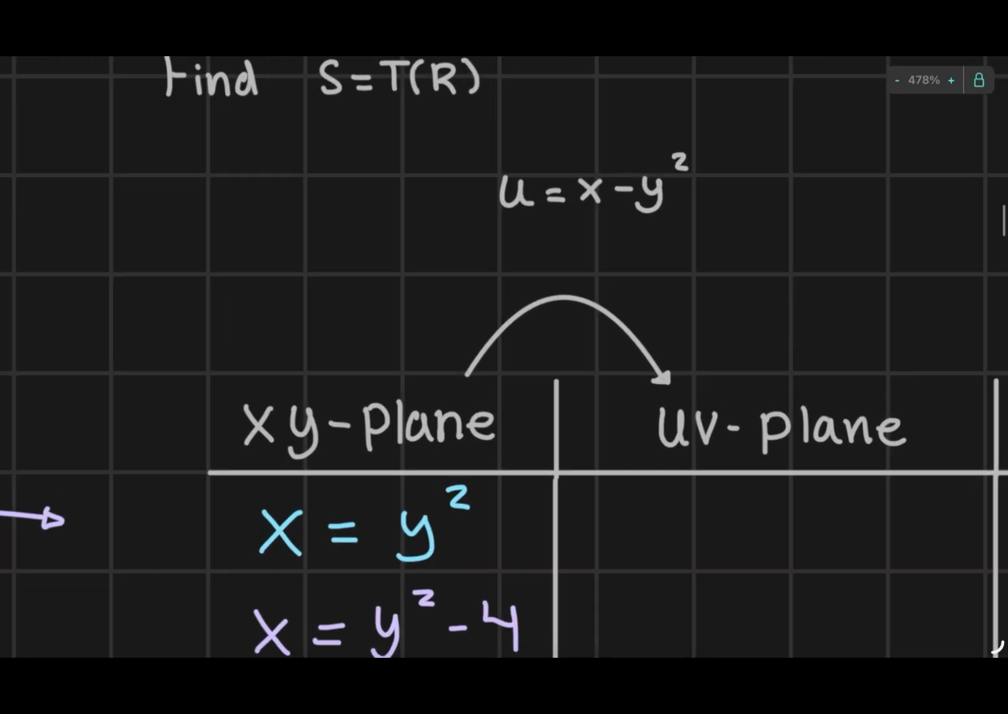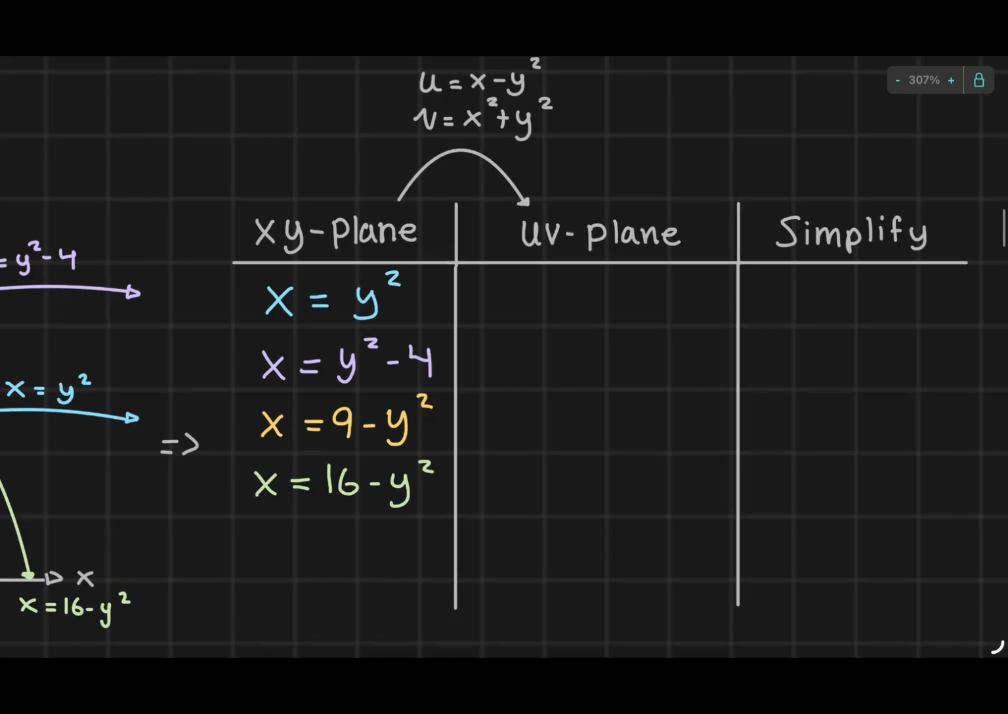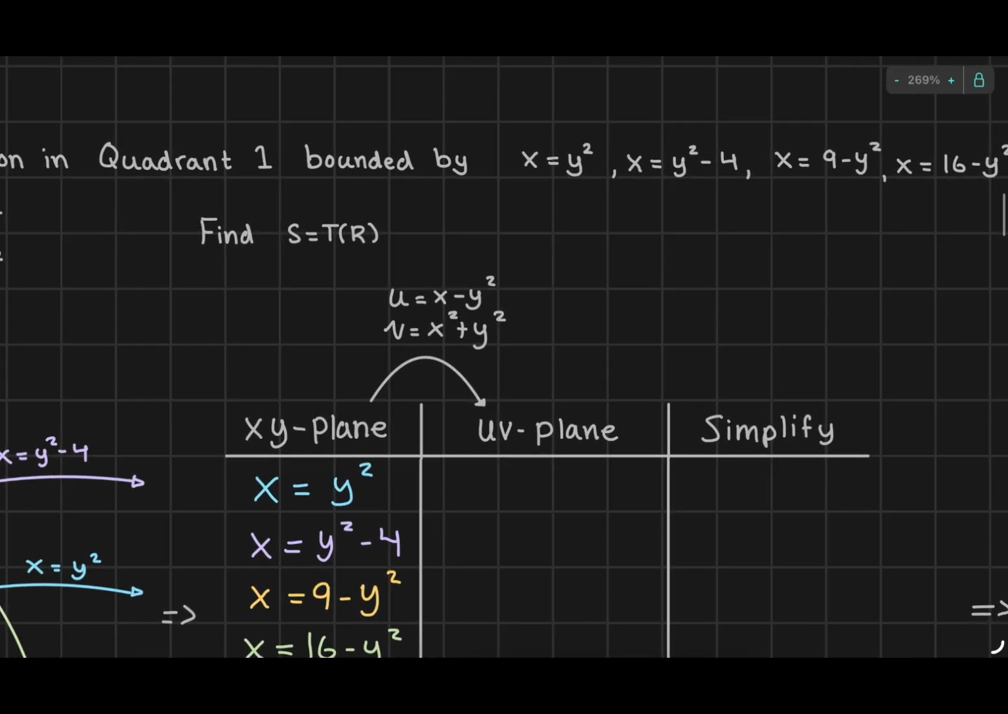And v is equal to x squared plus y squared. Okay. So, in the UV plane, how are we going to convert our xy plane into the UV plane? Well, we could rearrange this into x is equal to u plus y squared, and then we would have to plug that in, and we would also have to inversely do y squared is equal to x minus u, but there's really a simpler solution here, and maybe you're already seeing it.